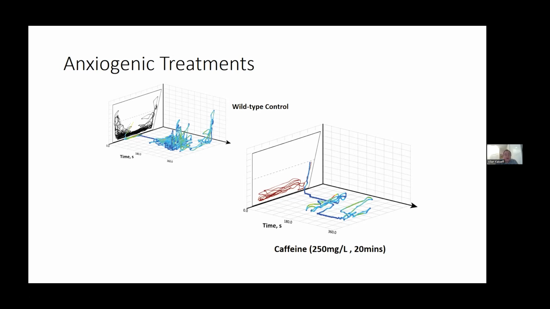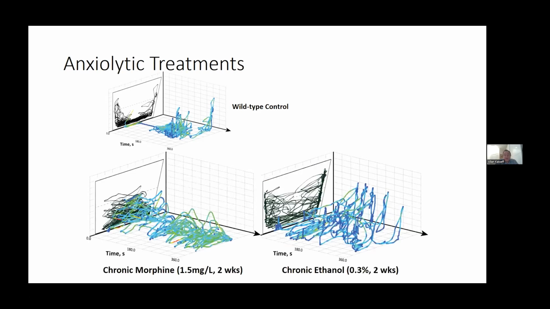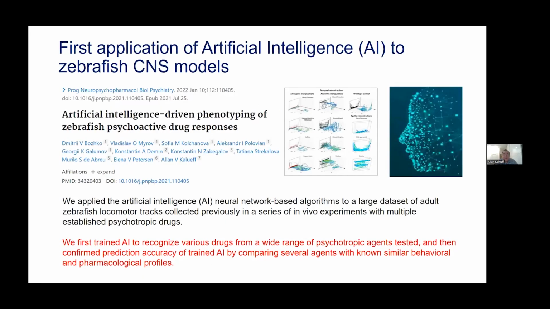Now, on the contrary, chronic morphine and chronic ethanol produce a totally different picture. Zebrafish are very active. They swim slowly but surely. And this is obviously very different from both caffeine and control groups. Now, all that has been widely published and widely cited. And quite recently, we made another effort.